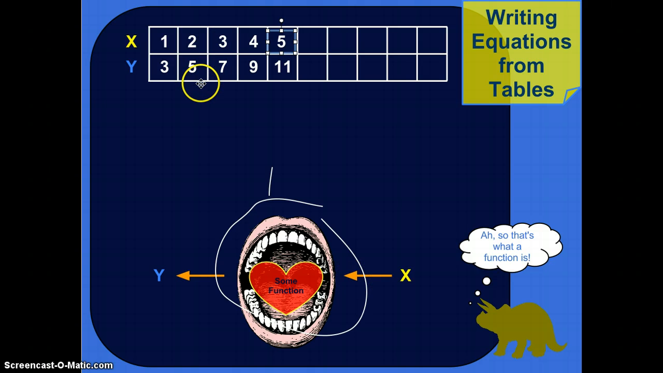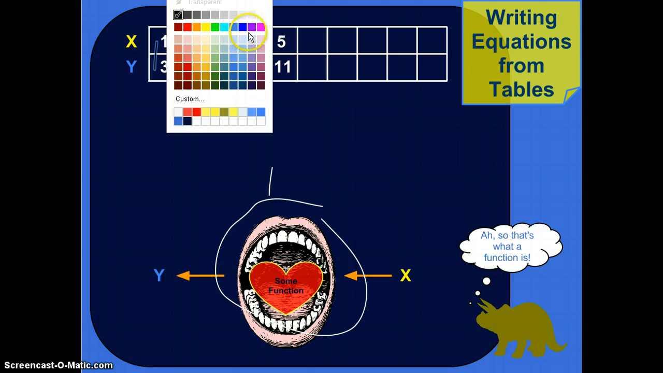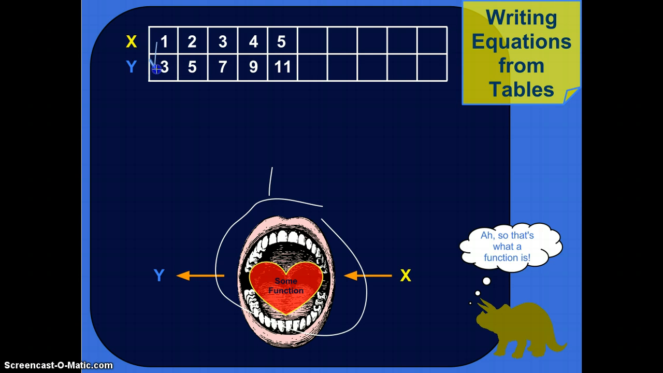Let's do this. Alright, I gave us a new set of values. I left the x's the same, but now the y's are turning into slightly different numbers. So let's see if we can write an equation that describes the relationship between x and y, that tells us how the x's become y's. Let's look at our first pair here. This 1 is becoming a 3.